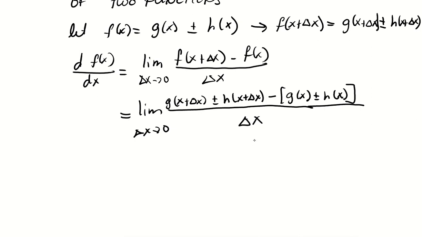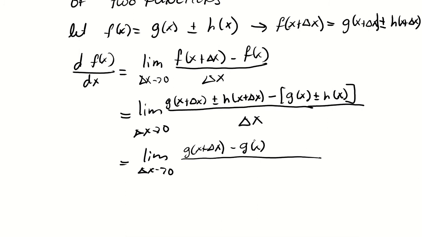And simplifying here, we can put g and g here. So this will be g of x plus delta x. Then I'll take the g at the right side, so minus g of x. Then plus or minus h of x plus delta x. Then I'll have here, this is negative times plus minus, so it will become minus plus h of x over delta x.